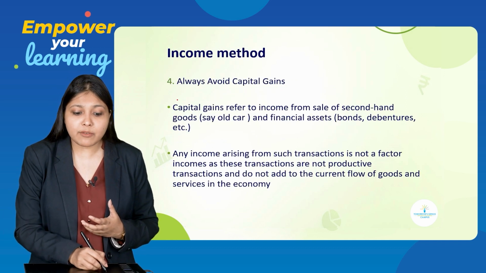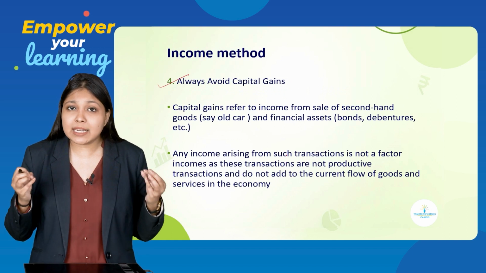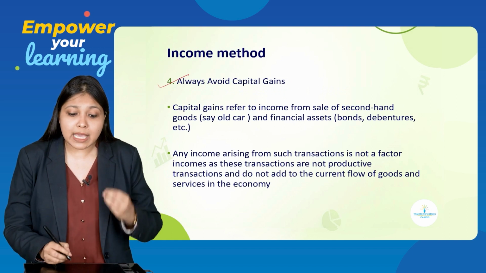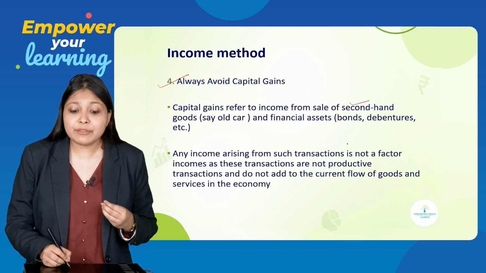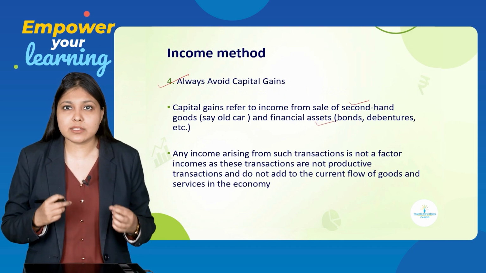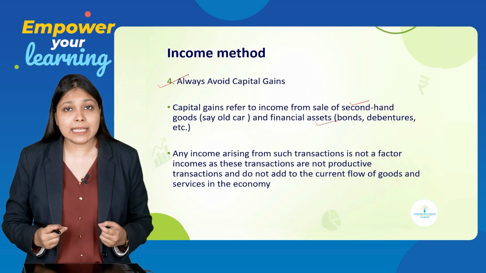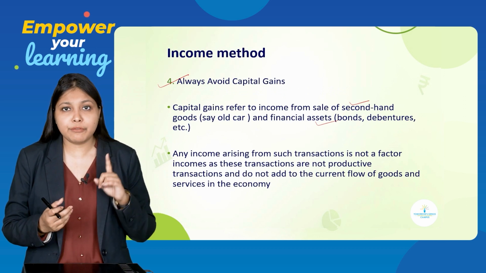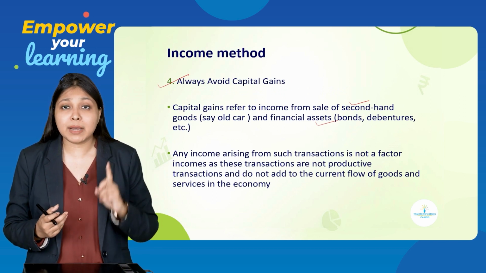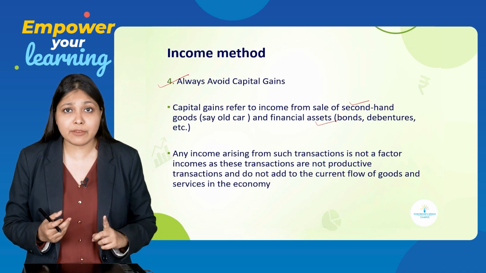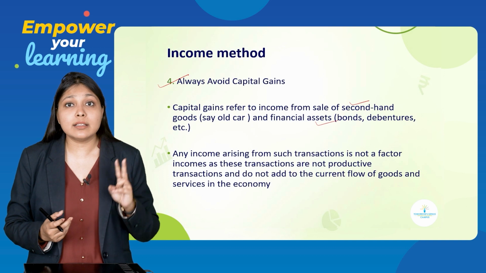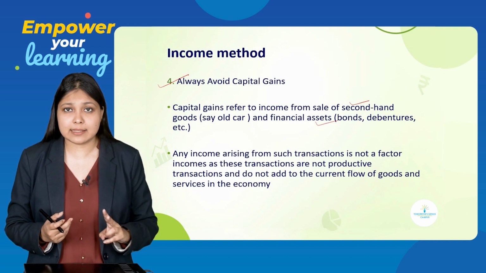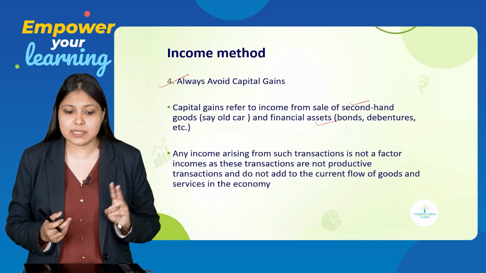Next, always avoid capital gains. What are capital gains now? They are nothing but income received from the sale of second-hand goods and financial assets like bonds, debentures, shares. So capital gains are nothing but two things. First, it is the money or the income which you are receiving from the sale of second-hand goods. Secondly, it is the sale of financial assets like shares, debentures, preferences, equities, etc.